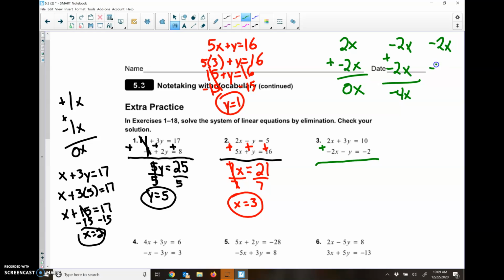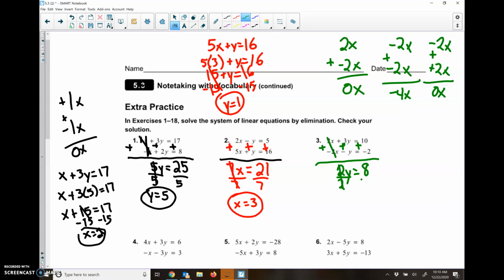So if we end up with two negative numbers, we're going to want to subtract, because negative 2 minus negative 2, that turns into a plus, and that gives us the 0x. So we kind of got to be careful and make sure that we're actually doing the right adding or subtracting for that first step, because that might mess up the problem the whole way through. All right, so 2 plus negative 2 is 0x. That eliminates. 3 plus a negative 1y gives me 2y, and then 10 plus a negative 2 gives me 8.